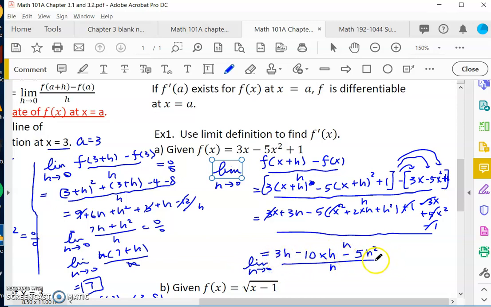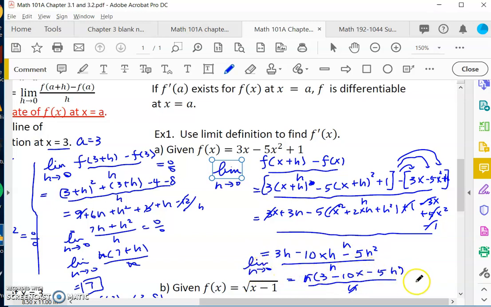You plug it in, it's 0 over 0, so we have to factor. The factoring is very easy. It's always factoring the h out: 3 minus tan x minus 5h, right? And then divided by h. But the h and h cancel, so we can do direct substitution.